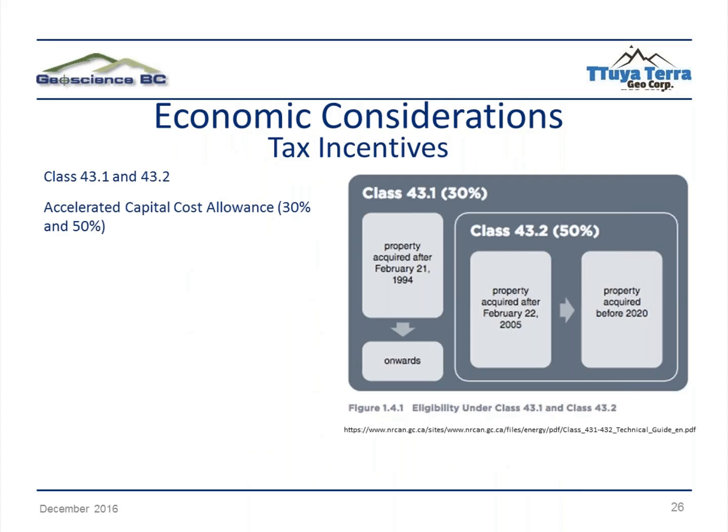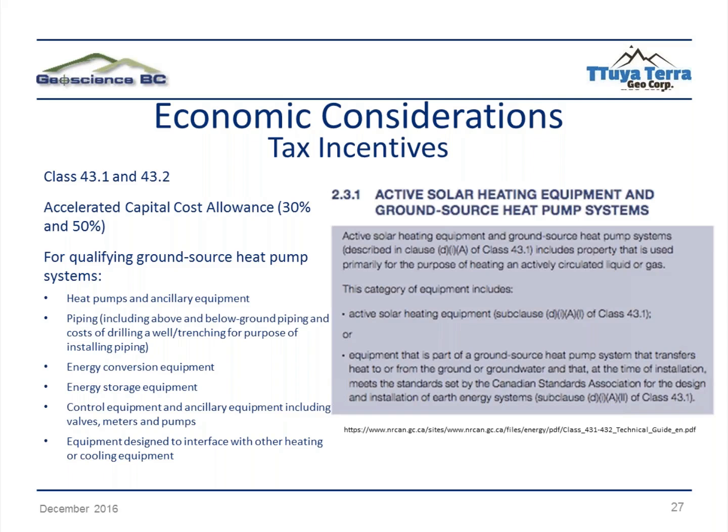So one of the other economic considerations in Canada is that we do have 2 tax classes that represent tax incentives for geothermal, and essentially it allows you to include geothermal equipment used for direct use applications, geo-exchange, and geothermal power production as part of accelerated capital cost allowances. So there are two classes, 43.1 and 43.2, and the difference between the two is that 43.1 is 30% accelerated capital cost allowance, and 43.2 is 50%.